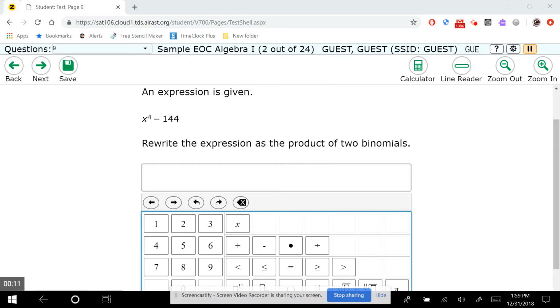I have picked this question from your AZMerit portal, from your sample test for Algebra 1. The question says an expression is given as x to the power of 4 minus 144, and they want you to rewrite the same expression as the product of two binomials.